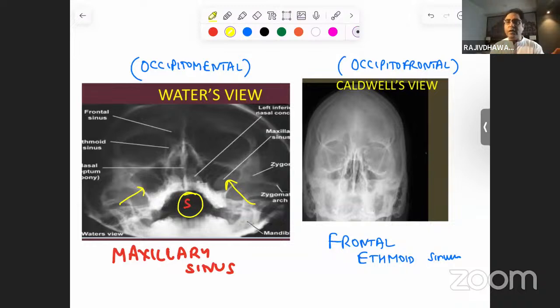Now, technically speaking, Water view is the occipitomental view. What is mentum? Chin. And the Caldwell view is the occipitofrontal view. What is frontal? Frontal is the forehead.